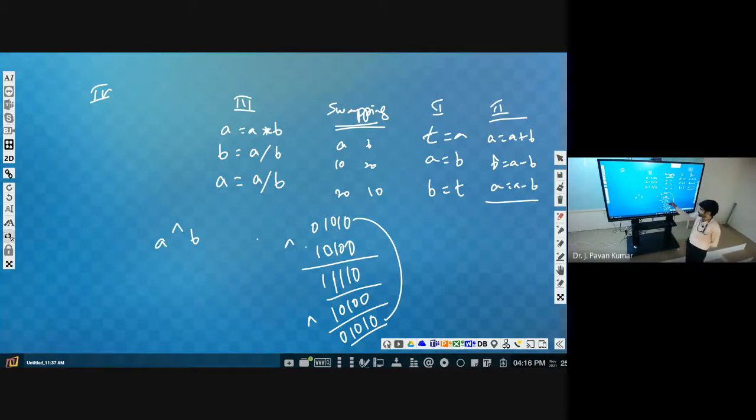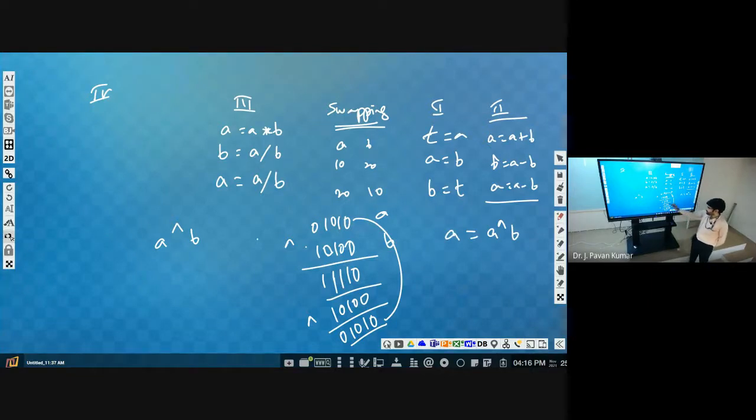Now you say, what's the code? First, this is A, this is B. We are performing XOR operation. So A exclusive or B, that you store in one of these. Okay, let us say we have stored in A.